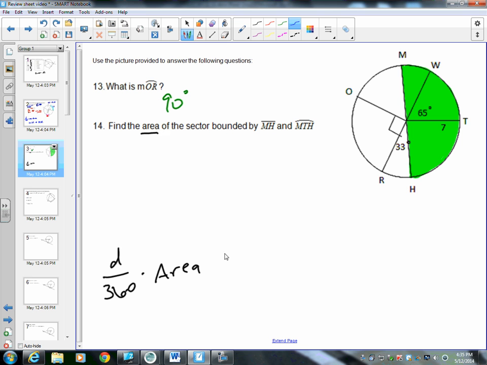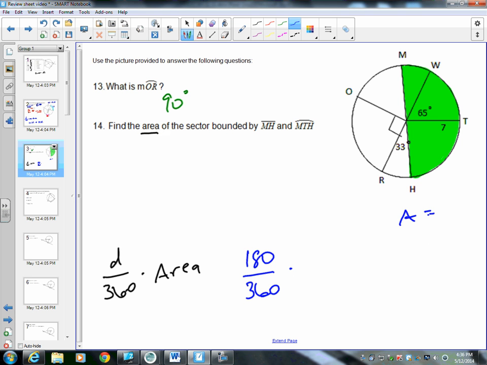Okay, so the degree measure. Well, we know that M to H includes the center. It's a chord that includes the center, meaning it's a diameter. So that means the entire degree measure is half of a circle, which is 180 degrees. So we divide that by 360. Then we multiply by the area.